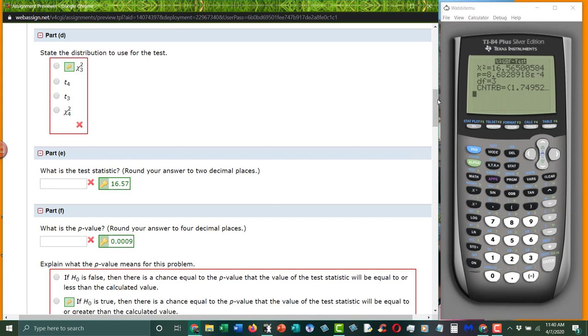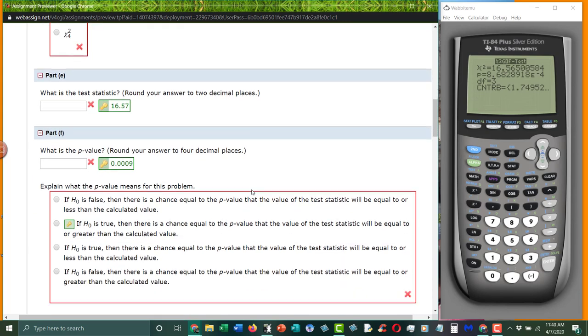What is the p-value? Notice this says 8.6. I have to move the decimal point 4 places because the p-value has to be between 0 and 1. This is negative 4, so I'm going to move it 4 decimal places: 1, 2, 3, 4. So I'm going to have 0.00086. So I have to round to 0.0009. What does it mean? That's the probability of getting the test statistic if the null hypothesis was true. That's what it has always meant.